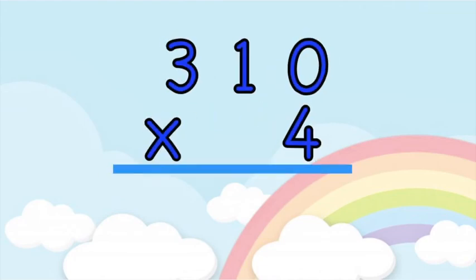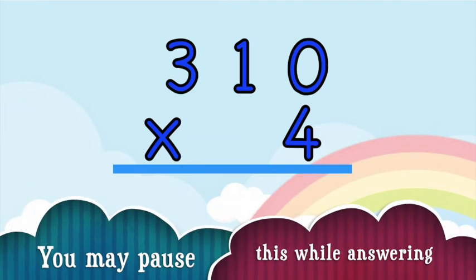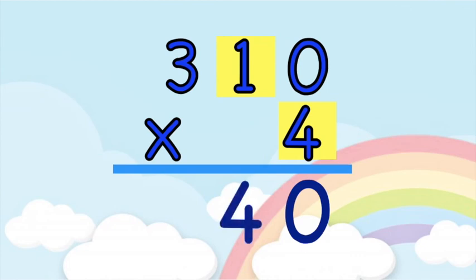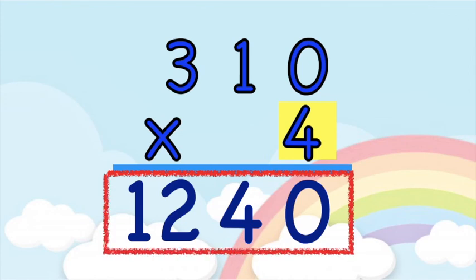So, how about if we have this? 310 times 4. Let's solve it together. 4 times 0 is equal to? Good job, it's 0. And then 4 times 1, that is? Very good, it's 4. And then 4 times 3 is equal to what? 4, 8, 12. So that is 12. So the product of 310 and 4 is 1,240.